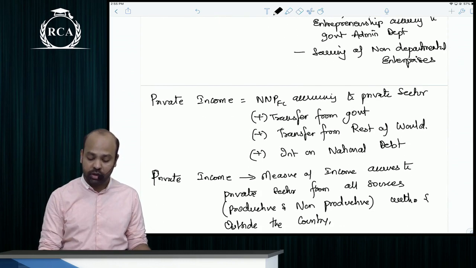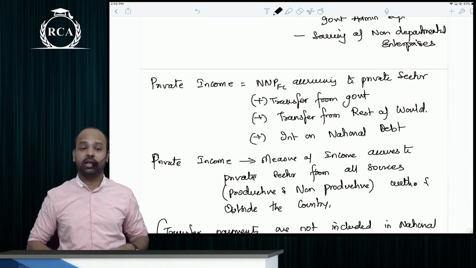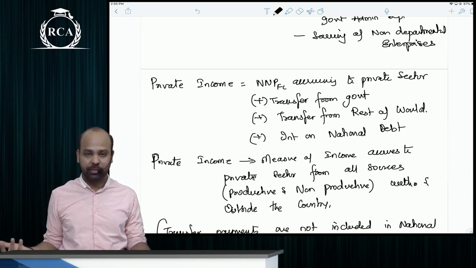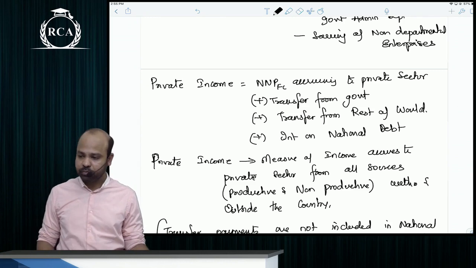Interest on national debt should be added, because interest on national debt does not form part of national income. The government is borrowing money for consumption purposes and not for productive activity. Okay.